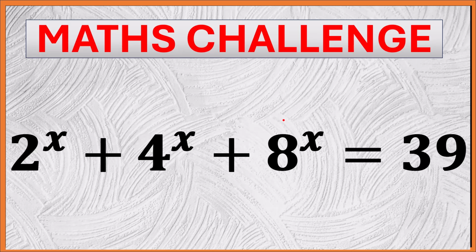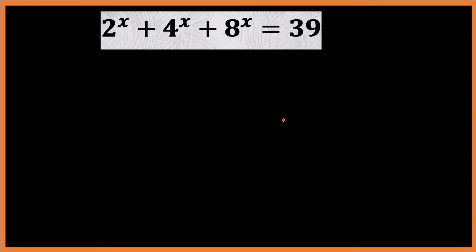Let's solve this question together. We are given 2 exponent x plus 4 exponent x plus 8 exponent x equals 39, okay? Now let's see how we can address this.